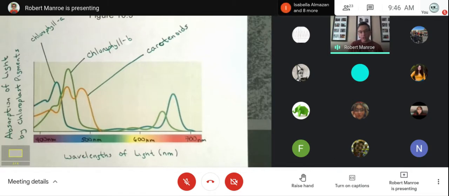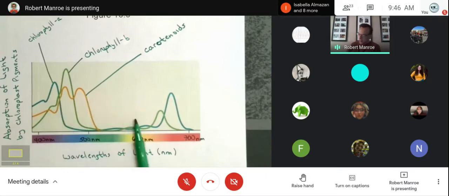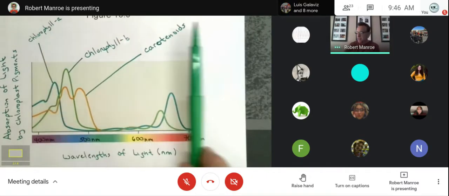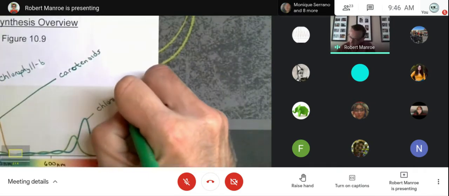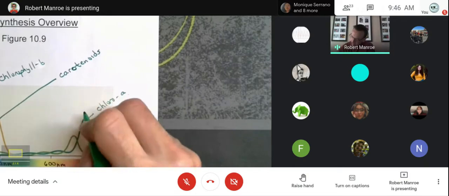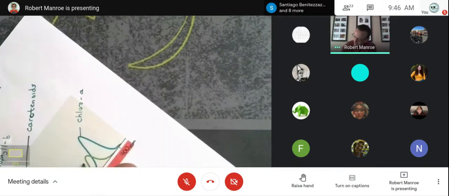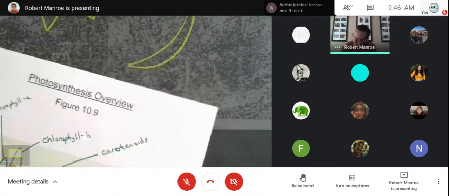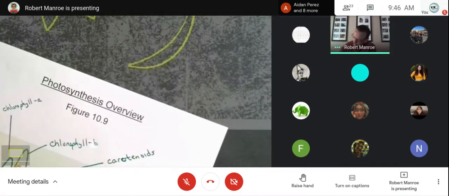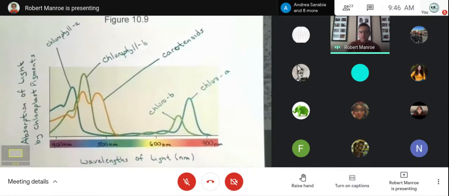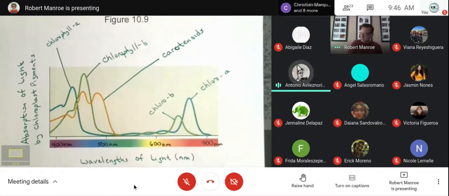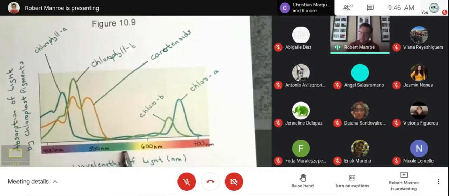Okay, so these different pigments absorb wavelengths of different forms. So over here, this is chloro A, and then your light one, this is your chloro B. Where is there the lowest amount of light absorption? Around green and yellow, right?